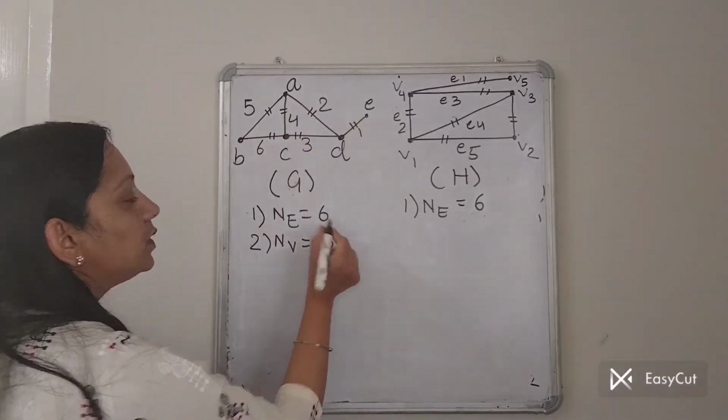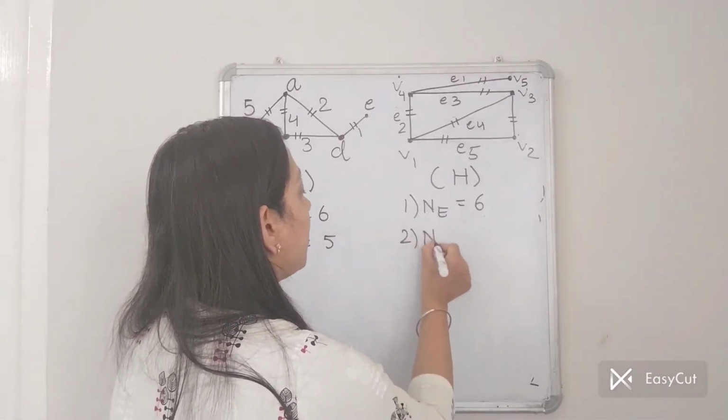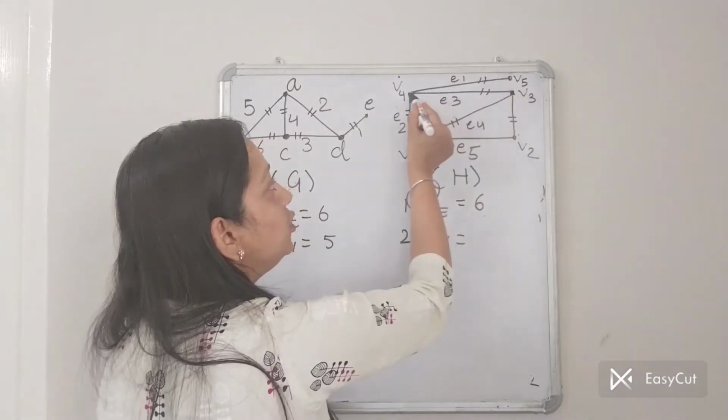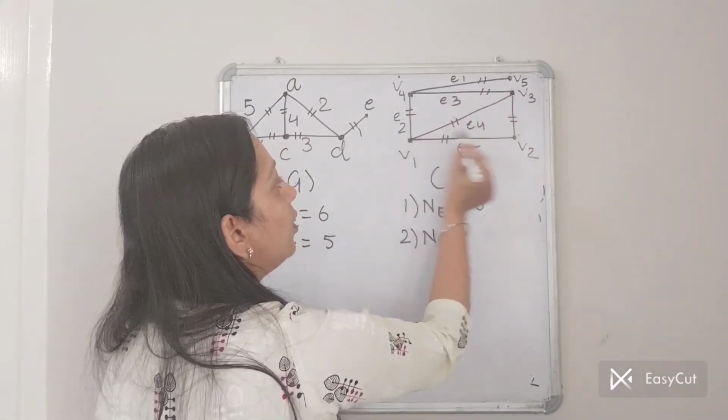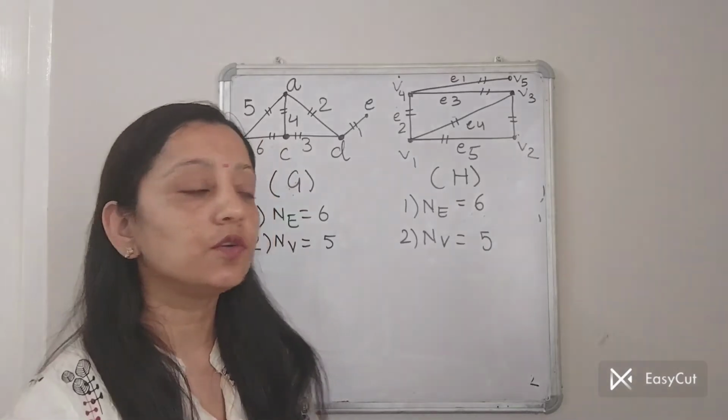So the total number of vertices here is 5. Now let's look at the number of vertices in graph H. How many vertices are there? 1, 2, 3, 4, 5. The total number of vertices in graph H is also 5.